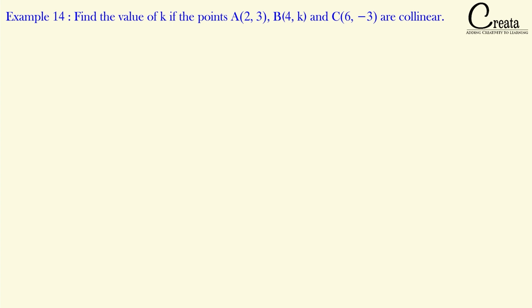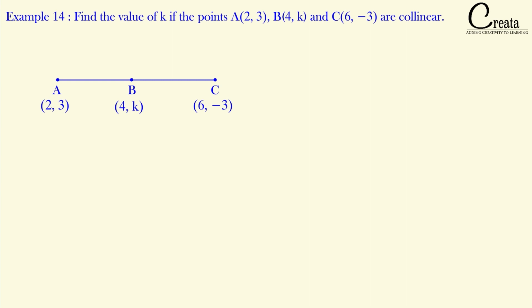Let's observe the question. In this question, we have to find the value of k. 3 points are given, point A, point B and point C. All these 3 points are collinear. All the 3 points are collinear means all these 3 points are coming on a straight line. Further, point B is given as 4, k and we have to find the value of k. Basically, we have to find the y coordinate of B. Got it? So how we will proceed with this question?